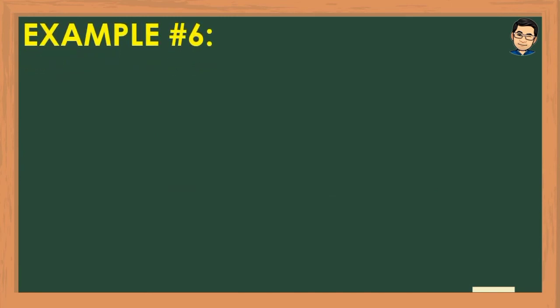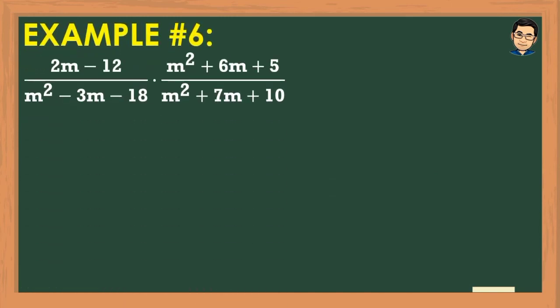So let's have example number 6. 2m minus 12 all over m squared minus 3m minus 18 times m squared plus 6m plus 5 all over m squared plus 7m plus 10. So, ayan. 2m minus 12 muna tayo. So, yung GCF is 2. And then, 2m minus 12 divided by 2, that is, ayan, m minus 6 po ang hinahanap natin. And then, yung m squared minus 3m minus 18, tsaka yung mga natitira pang mga terms. So, pwede po nating i-factor lahat yan using general quadratic trinomial.